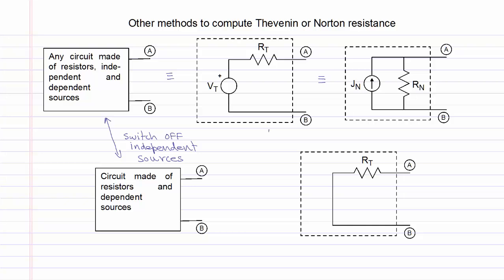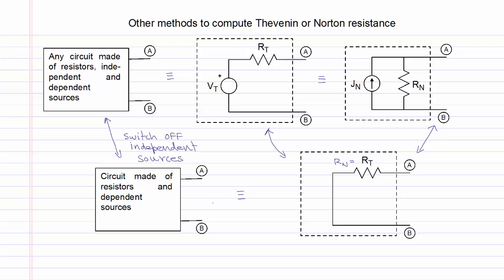Similarly, if we switch off the independent source in the Thevenin and Norton equivalent, then both of these will give us the circuit shown on the bottom right, which is simply the Thevenin or the Norton resistance, and both of these resistances are equal. The bottom two circuits are also equivalent to each other. What this means is that if we switch off independent sources, then the resistance between the terminals A and B will be the same for both circuits, and we will be able to calculate Rt simply by looking at the resistance between terminals A and B.